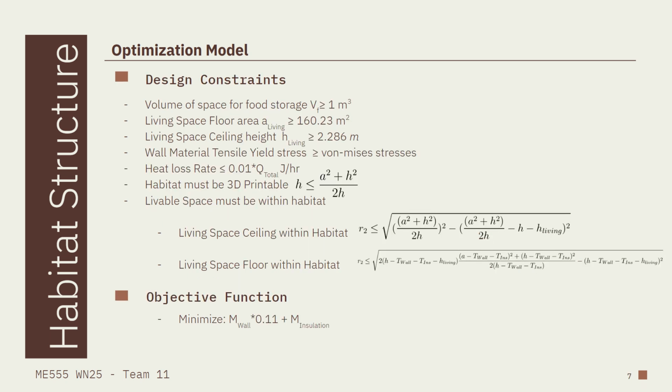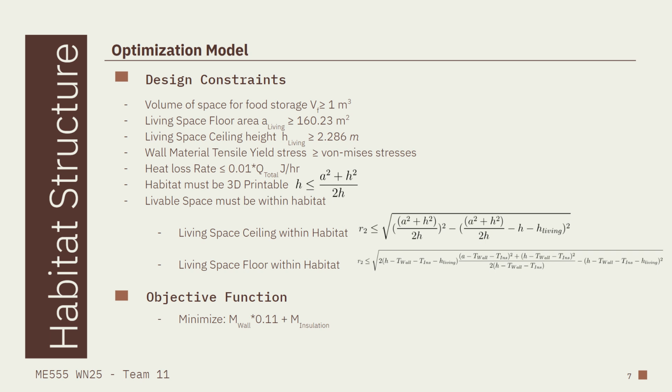Design constraints for this project included a minimum storage for food in terms of volume, as well as a minimum space that the astronauts would be able to live in. We specified maximum von Mises stress that the wall material would experience, as well as a minimum heat loss rate, a specification to ensure that our habitat would be 3D printable, and then 2 constraints to ensure that our cylinder, which we assumed would be the living space, would be enclosed within our habitat dome.